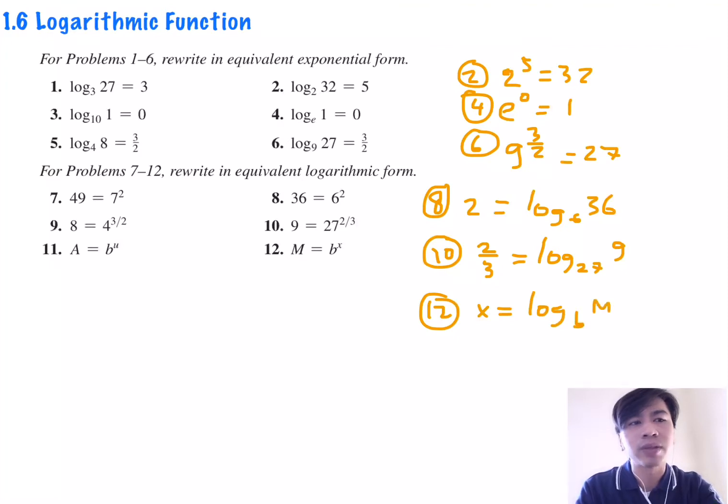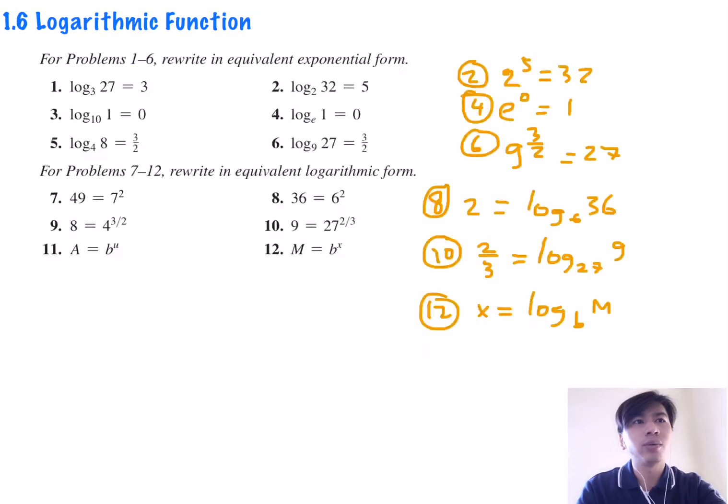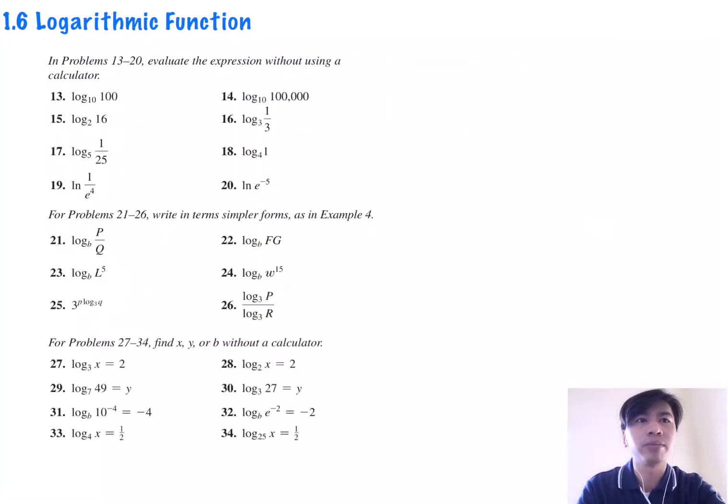So number 8 will be 2 equals log to the base 6 of 36. Number 10, it will be 2 over 3 equals log to the base 27 of 9. Number 12 will be x equals log to the base b of m. There's not much that I can say about this unless you do the practice by yourself. Okay, let's move to the next one.